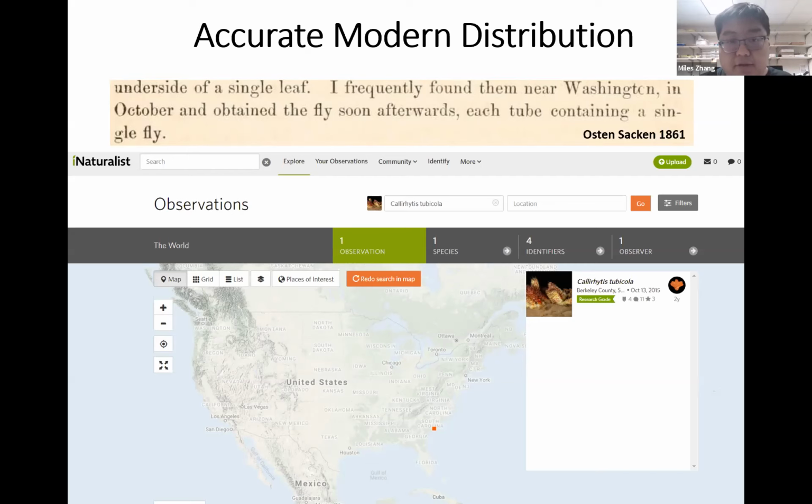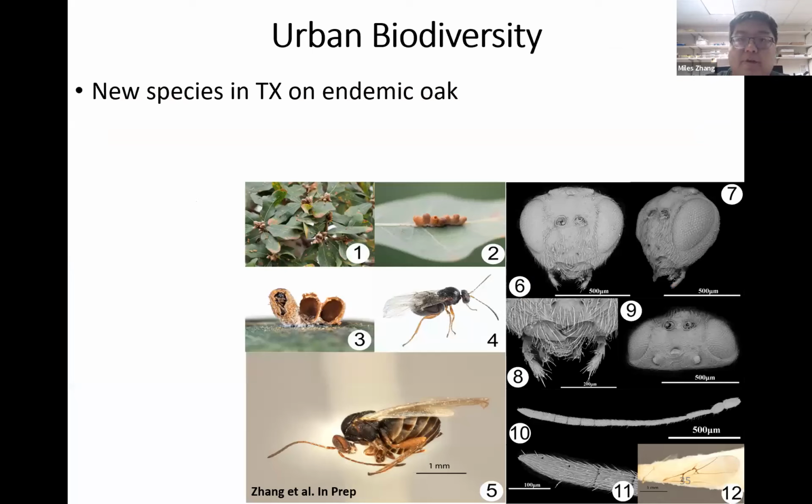So the distribution of this species certainly has been reduced, and there are probably some that have even gone extinct that we don't even know anything about. And like I mentioned before, there's a lot of urban biodiversity to be discovered.